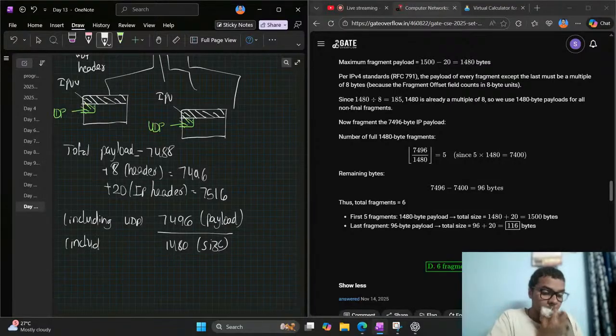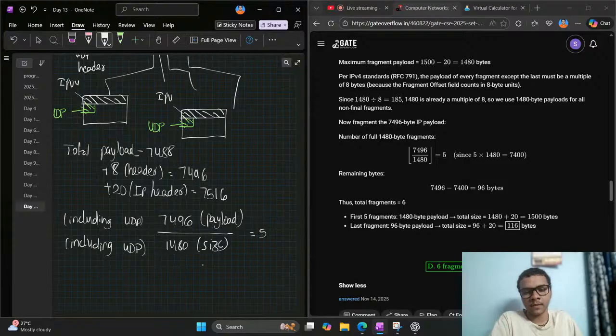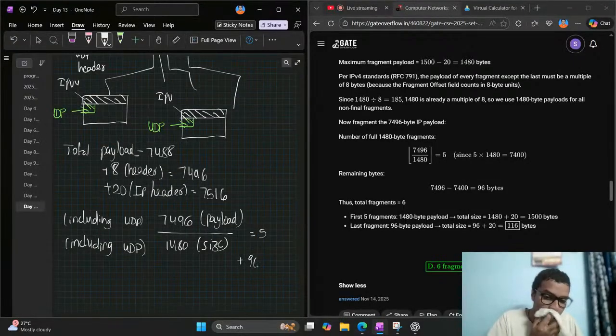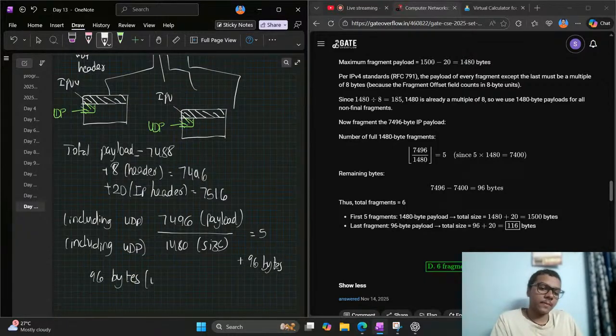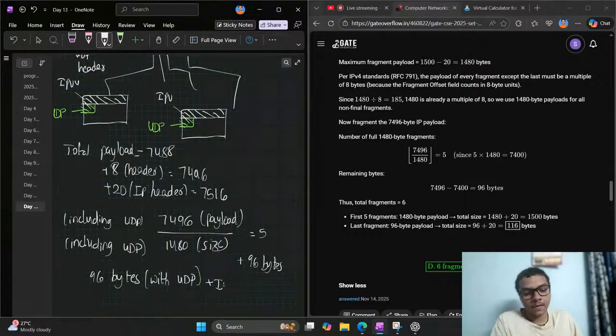Oh god, including UDP. So that gives 5 and plus extra 96 bytes. So 96 bytes with UDP plus IPv4 header is 116. It is as simple as that.